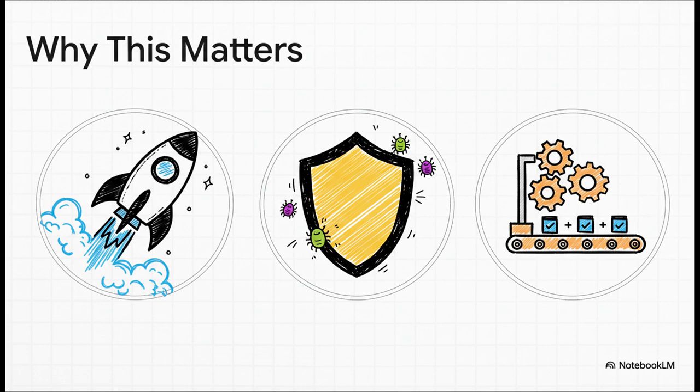So why does all of this matter? Well, it really comes down to three huge things. Speed. Companies can get new ideas and features out to their users in minutes, not months. Safety. All that automated testing catches bugs long before they can cause any real problems. And consistency. Every single release, whether it's a huge new feature or a tiny bug fix, follows the exact same proven process. It just works every single time.